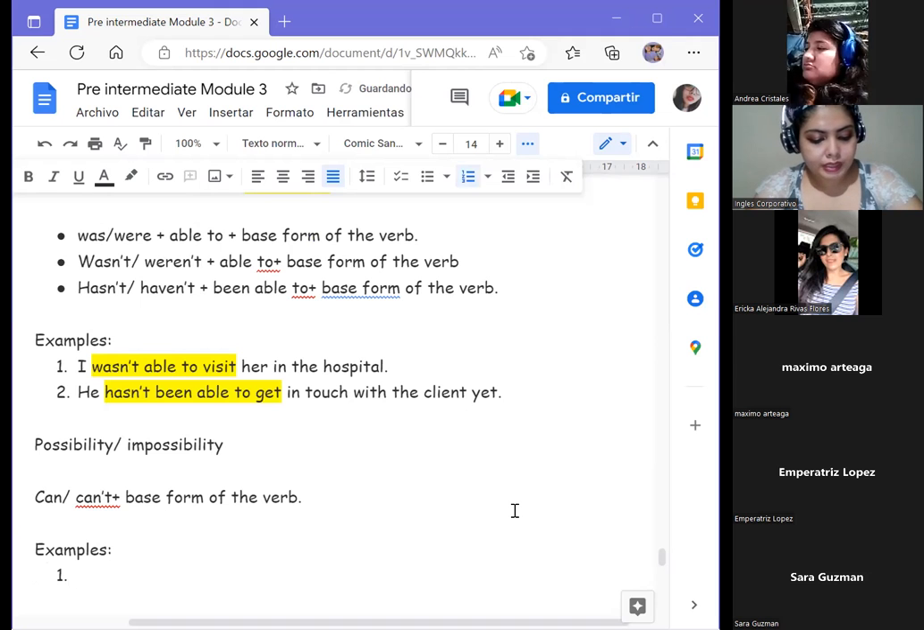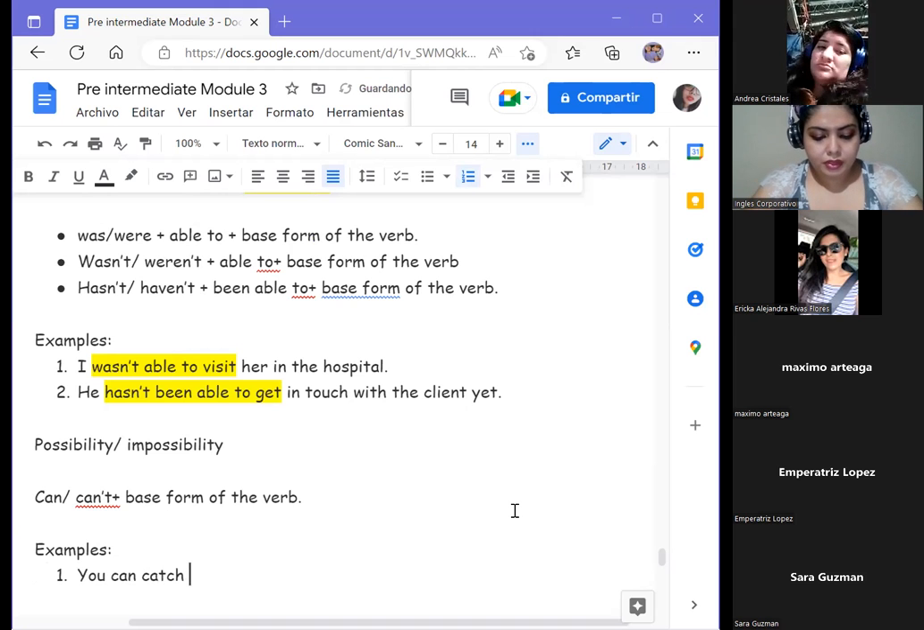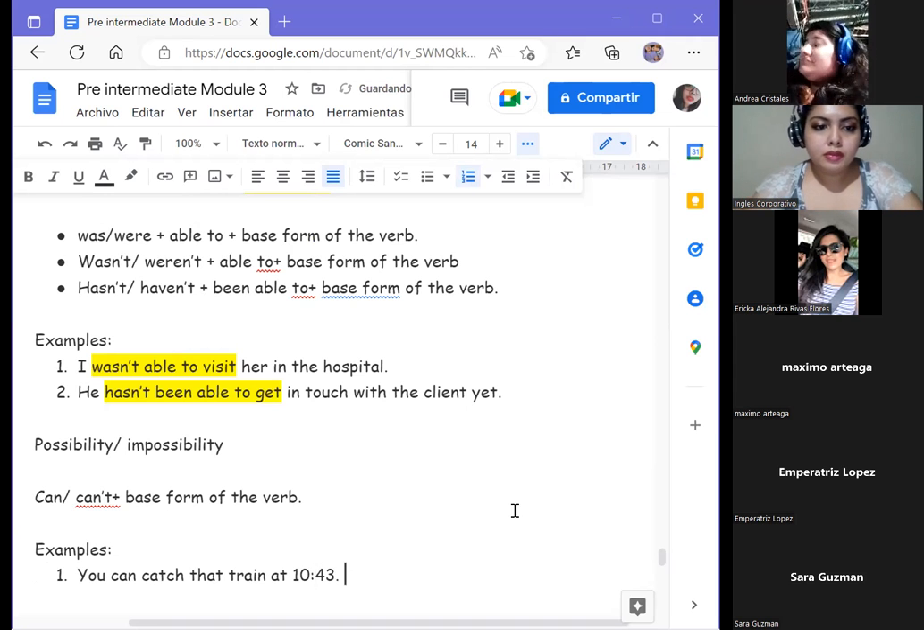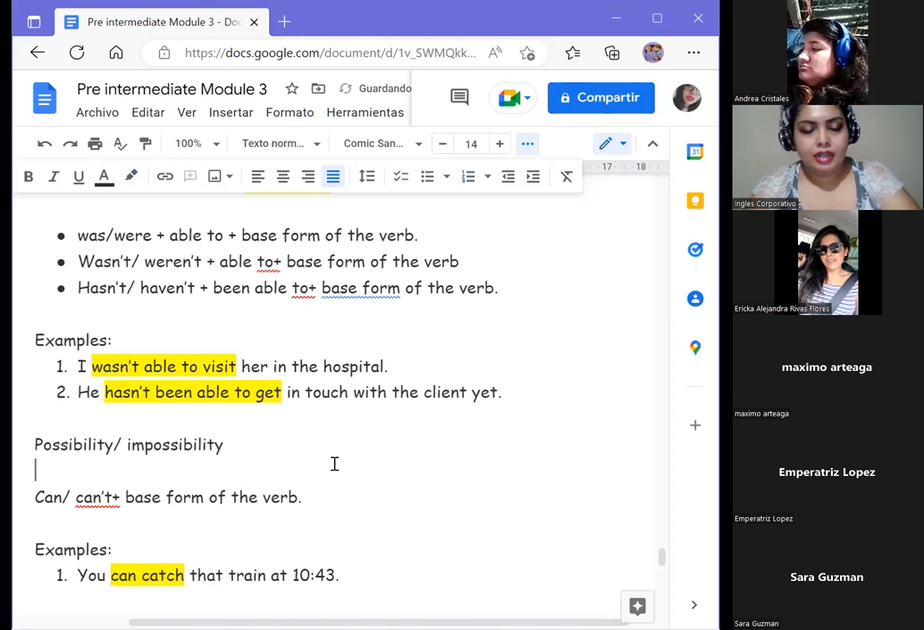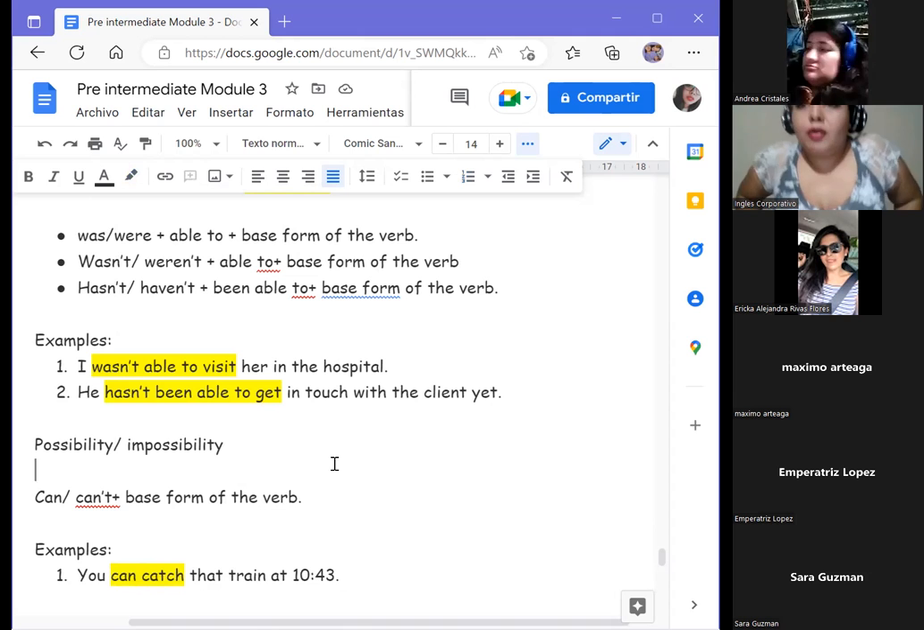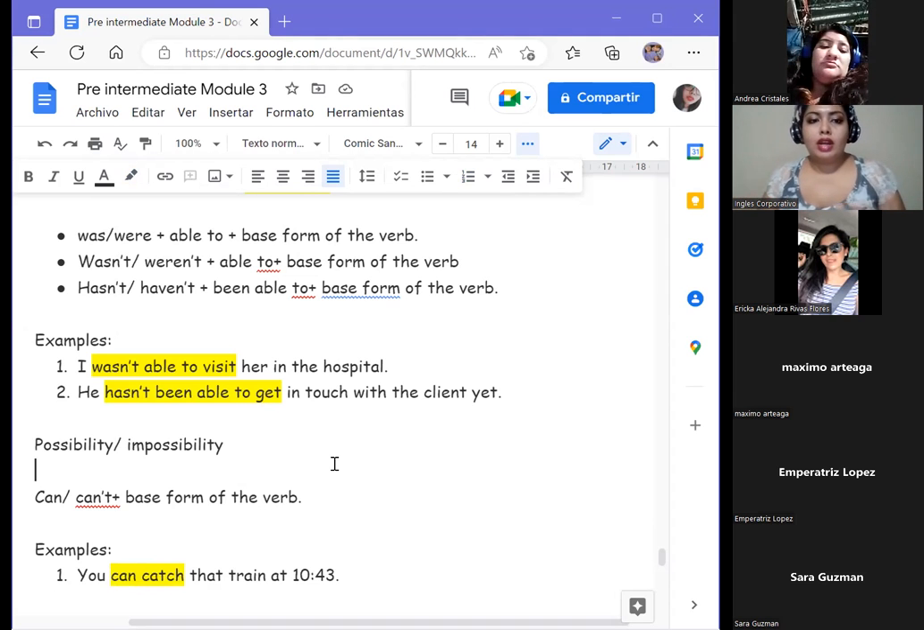Example number one, it says, you can catch that train at 10:43. In that case, we have can catch. If we translate that sentence, we can say, puedes atrapar este tren a las 10:43. Pero en este caso, nosotros sabemos que cuando hacemos las traducciones y le damos un sentido, puedes, en este caso, no es atrapar de agarrar como una bola, sino de poder llegar a tiempo, ¿verdad? De poder abordar el tren. You can catch that train at 10:43.